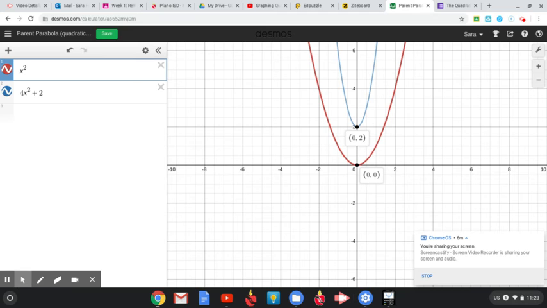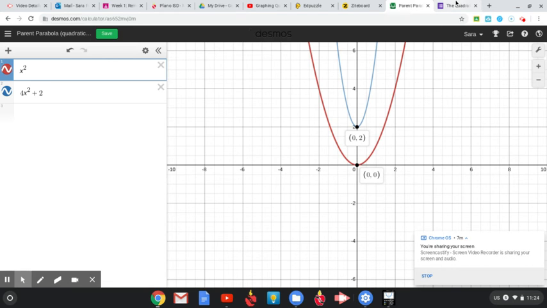Did that blue graph move to the left from 0, or to the right from 0? Yes or no? No, it did not move left or right. Let's see. Did that vertex move up or down from 0? Very good. It moved up. It moved how many up? From 0 to 2. How many up?